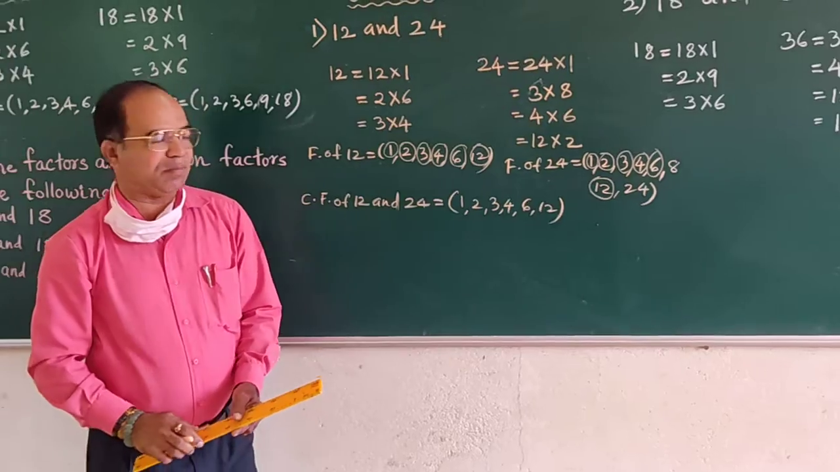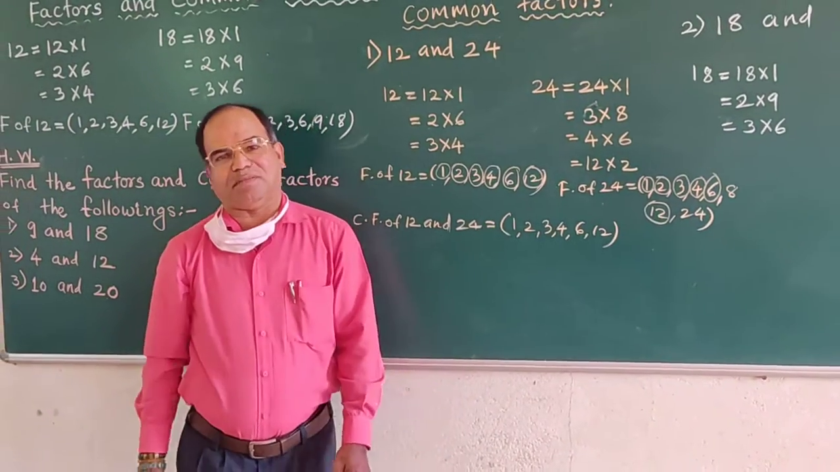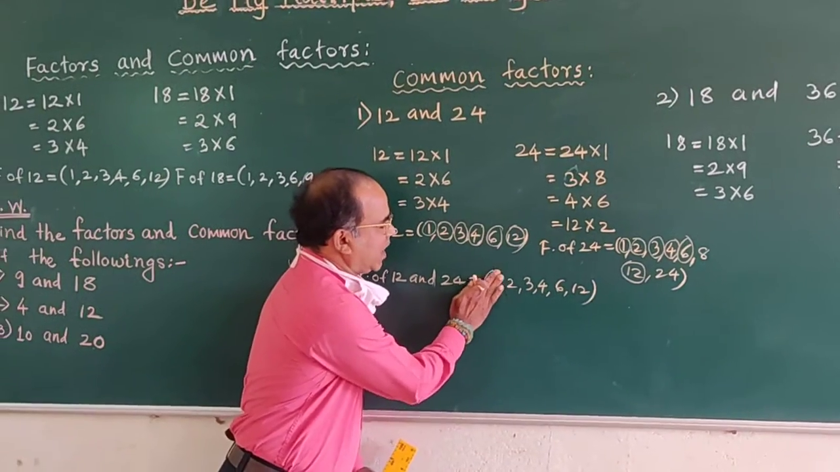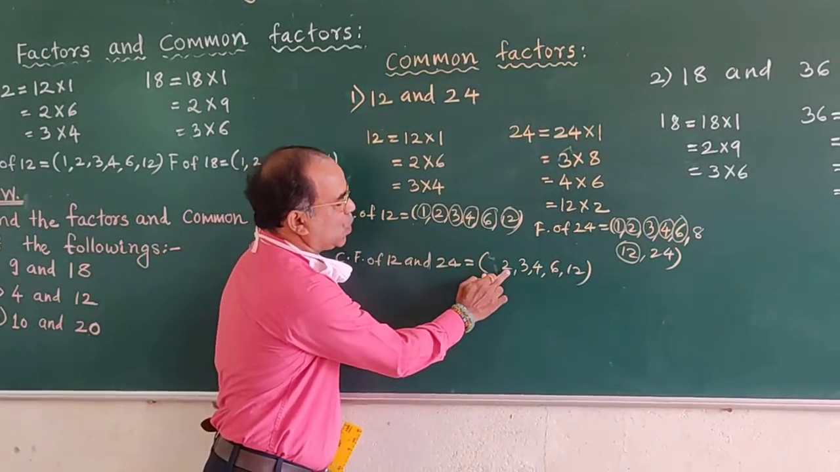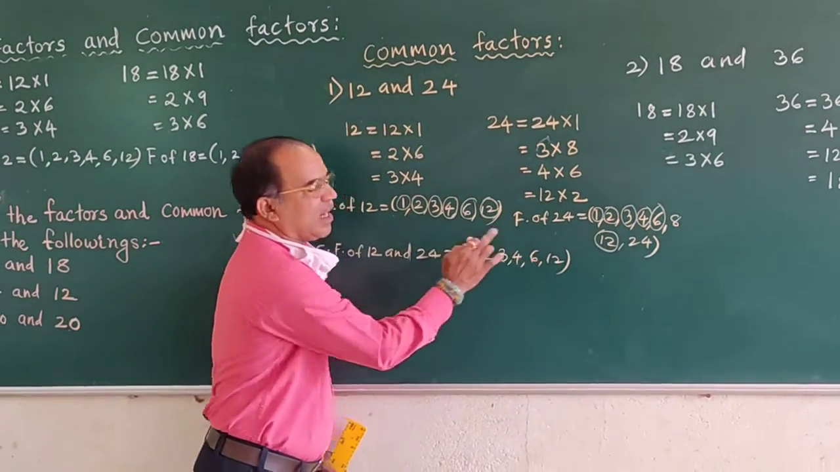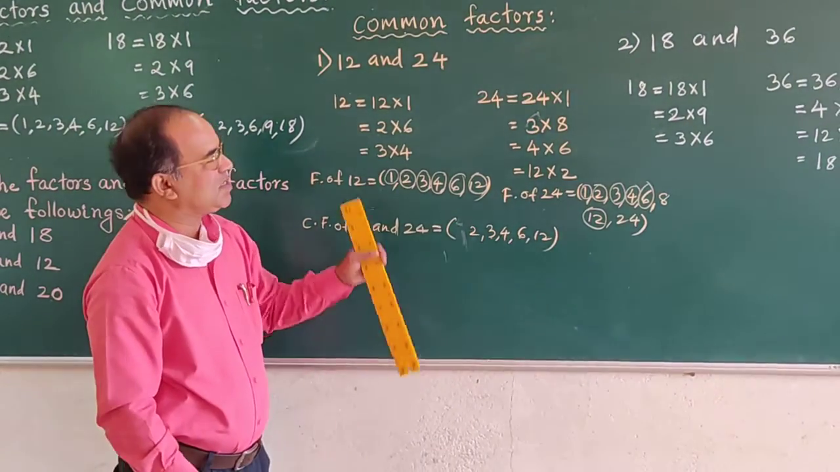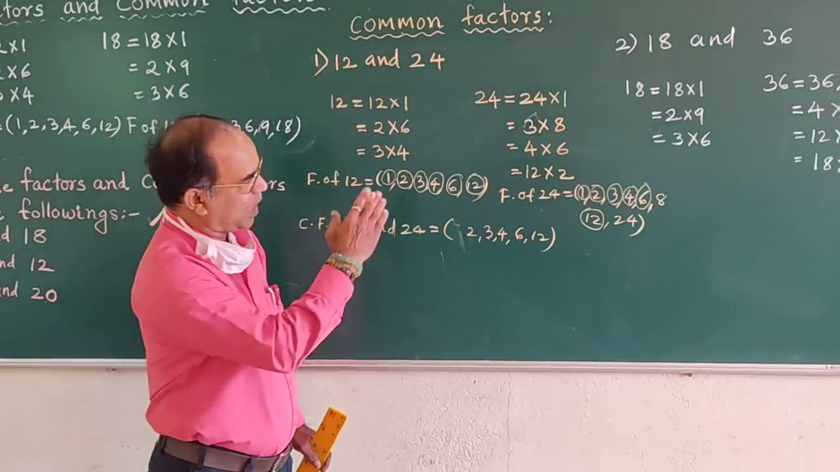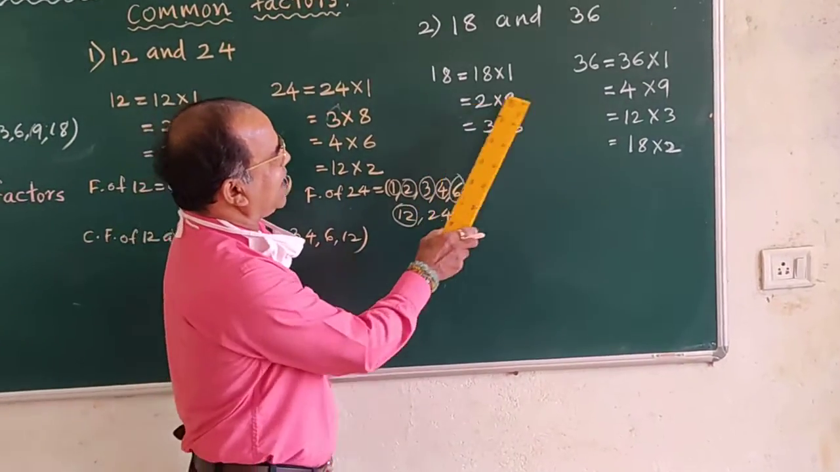One more thing you have to keep in mind, 1 is a factor of all numbers. So there is no need to write 1 as a common factor. So exactly the common factors are 2, 3, 4, 6 and 12. Okay. So this is about finding the common factors of given numbers. One more example we will discuss, that is 18 and 36.